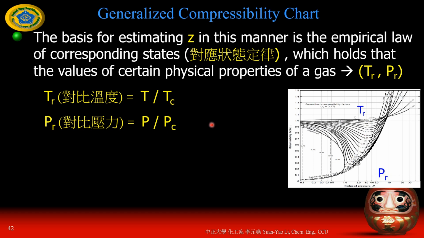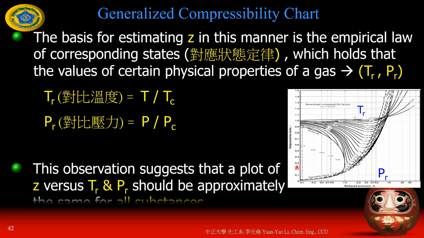So if I tell you the temperature and pressure of the nitrogen in this system, for example, you need to find the critical temperature and critical pressure of nitrogen, so you can get TR and PR. Once you have TR and PR, the next step is to find the compressibility factor. So where is the compressibility factor? On the y-axis.